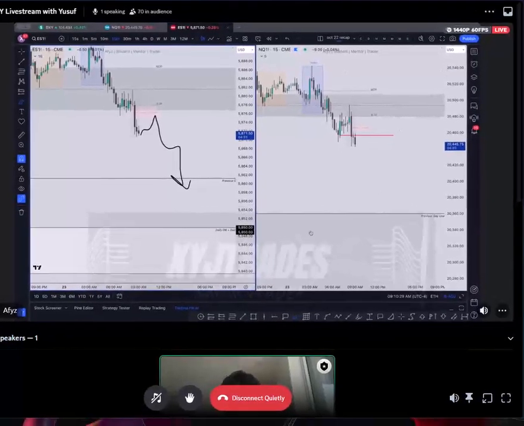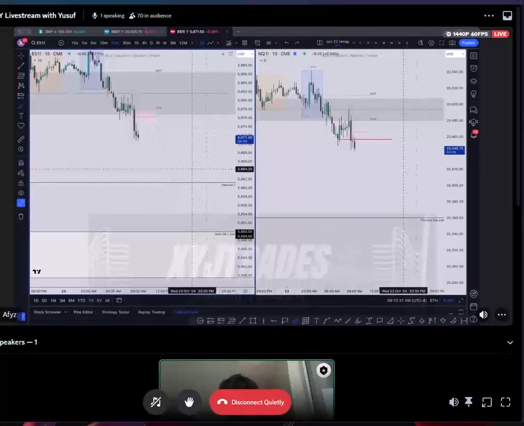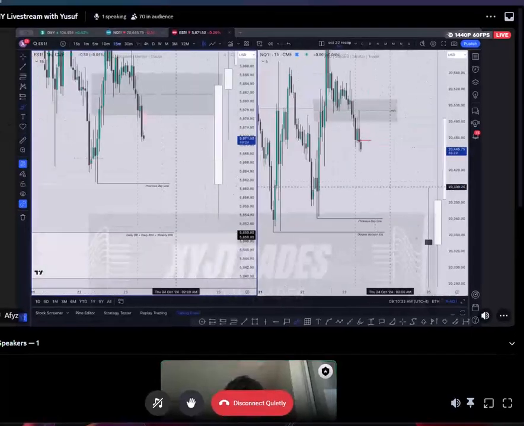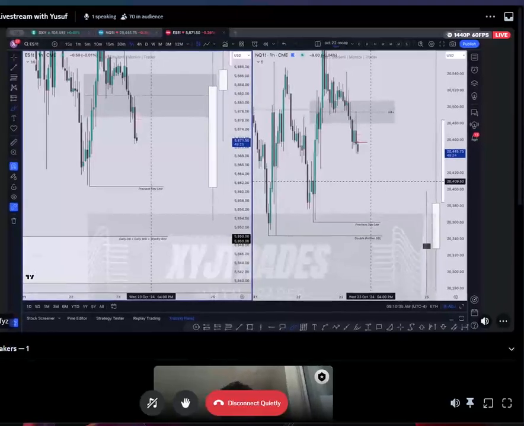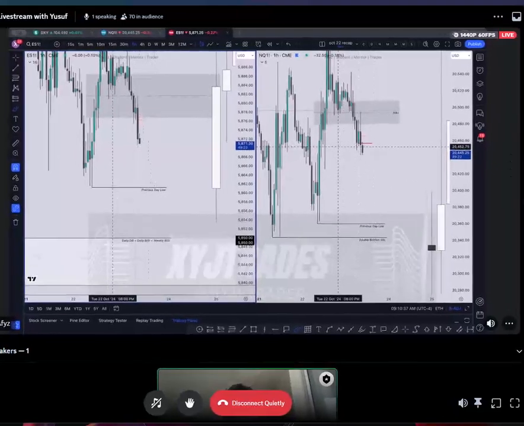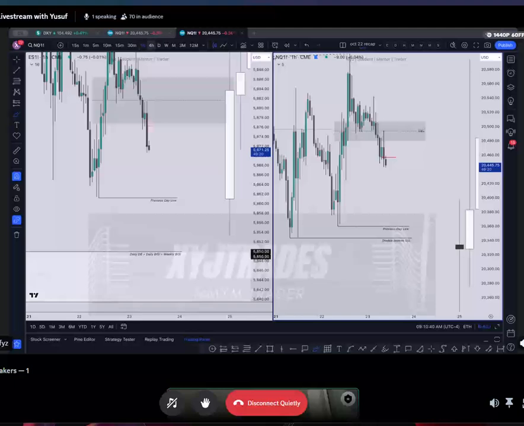Sorry, the FVG bullish one on the hourly, has that been invalidated? Let me take a look, maybe. I don't see a 4-hour. I don't see an hourly gap, but I think you might be speaking about this 4-hour gap.